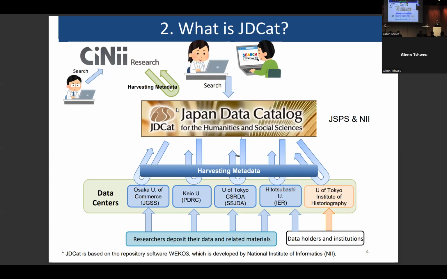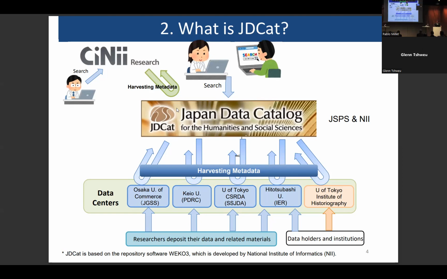Okay. So yeah. For social science, we cover most of the survey data available for secondary analysis through JDCat, but the scope of the data in humanities is limited at this moment.